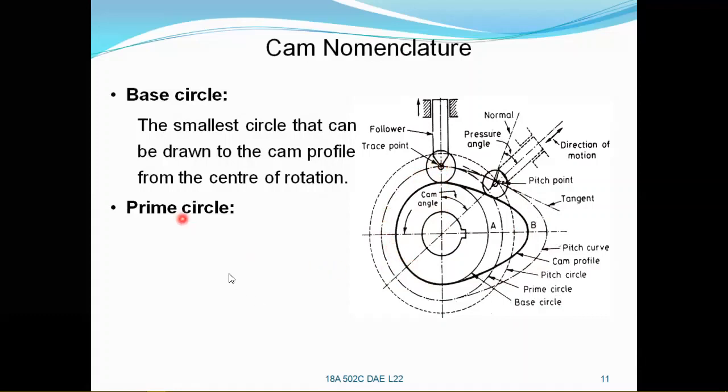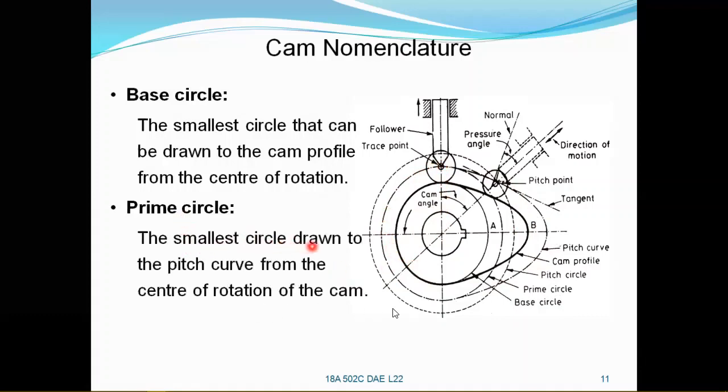So the prime circle is the smallest circle drawn to the pitch curve from the center of rotation of the cam. That means this is the pitch curve, this will be the smallest radius, and this is the smallest diameter. If you draw a circle with the smallest radius or smallest diameter, that will give you the prime circle.